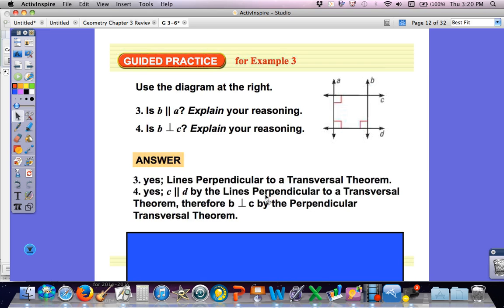They're saying, yes, by the perpendicular to a transversal theorem, B and C is parallel to D by the lines perpendicular. Oh, so I see. They are parallel to each other. That's over there. I missed that step. So C and D are parallel because they are both perpendicular to A. I was just looking at this part of the drawing. So since they're parallel and B is perpendicular to D, B has to be perpendicular to C.